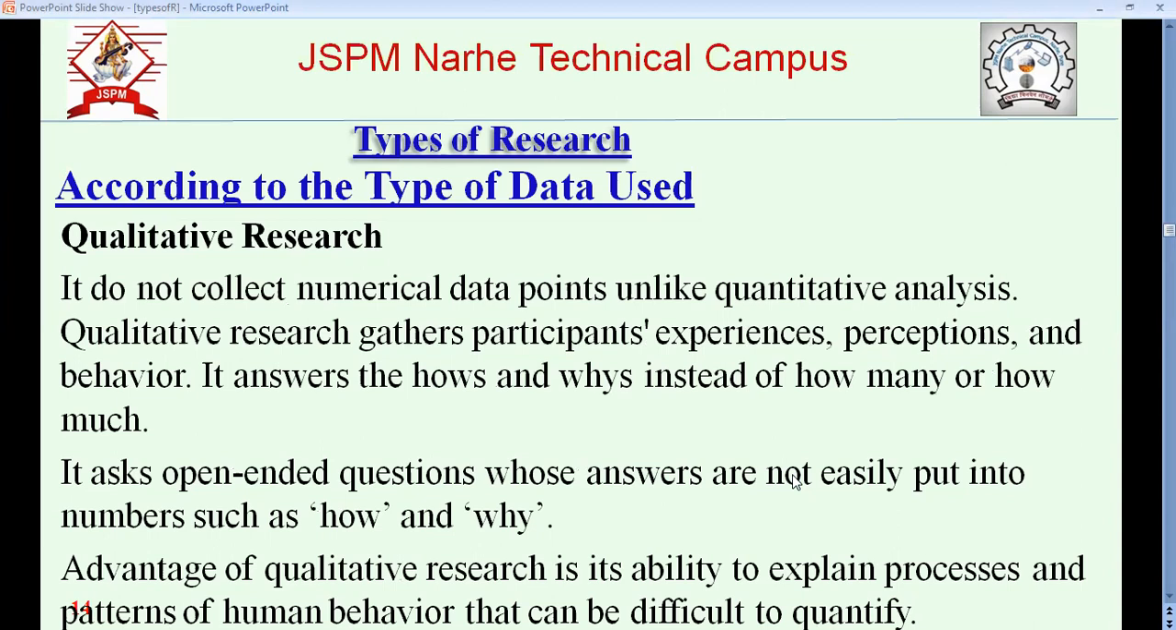Many students are asking why we want to run quantitative analysis. Because it is needed, please understand. Research methodology is a separate subject. It is not related to any branch or specialization.